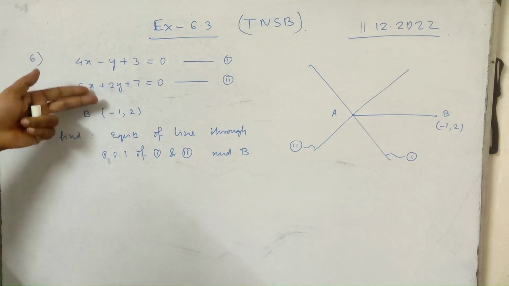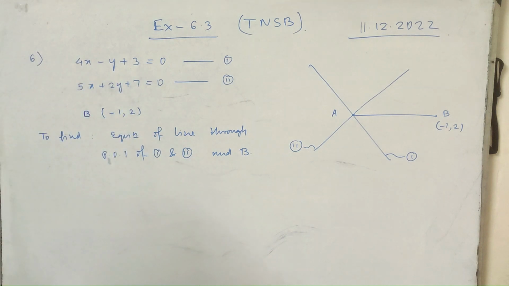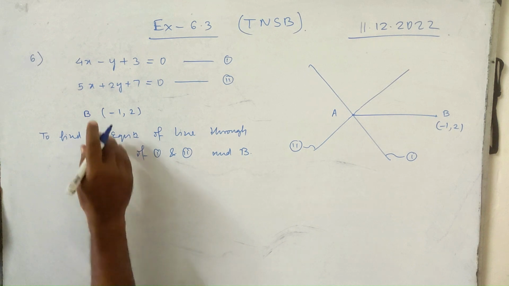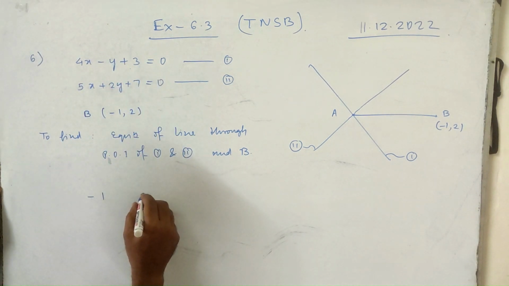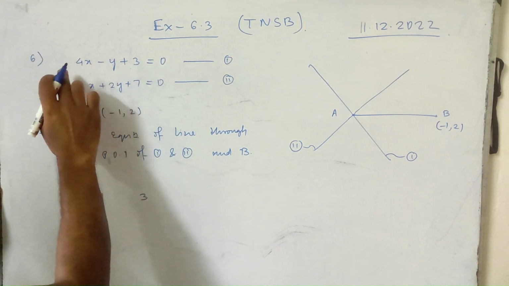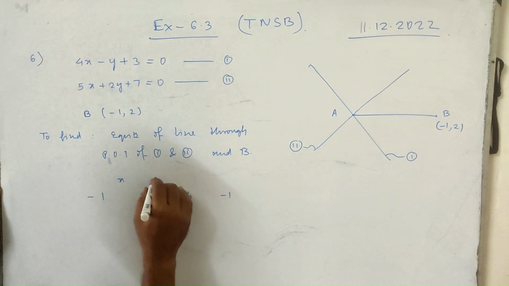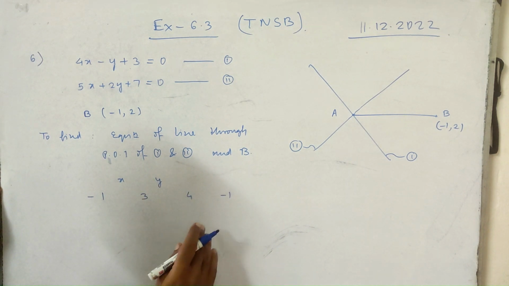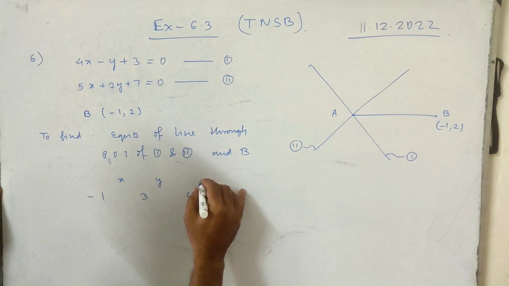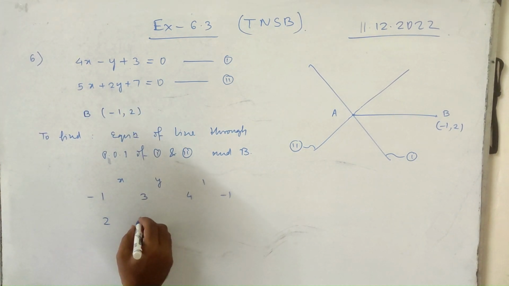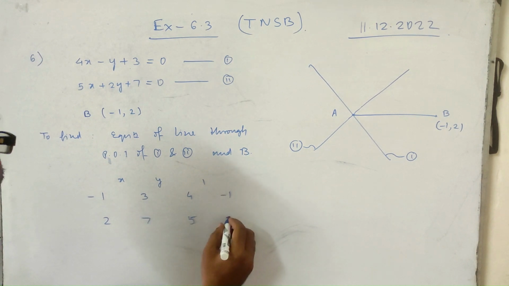You know very well how to solve simultaneous equations. In 10th standard you have done this. Look here, how to do it. You start with minus 1, 3, then 4 and again minus 1. This is x, y, and this is 1. Again from this, 2, 7, 5 and 2.